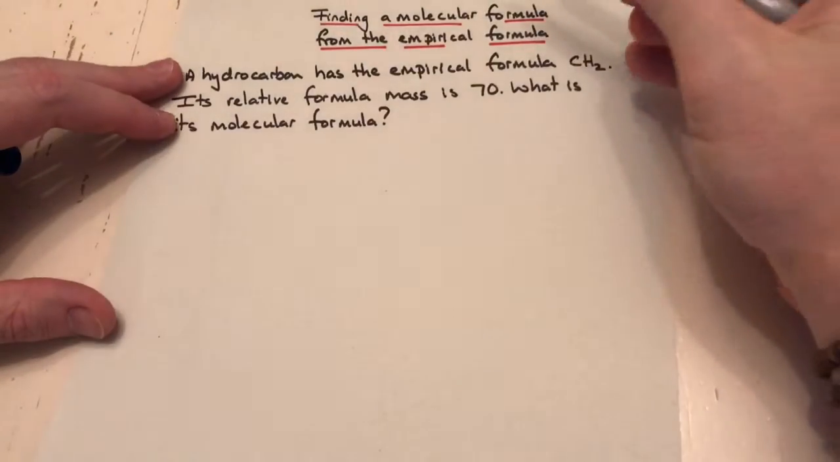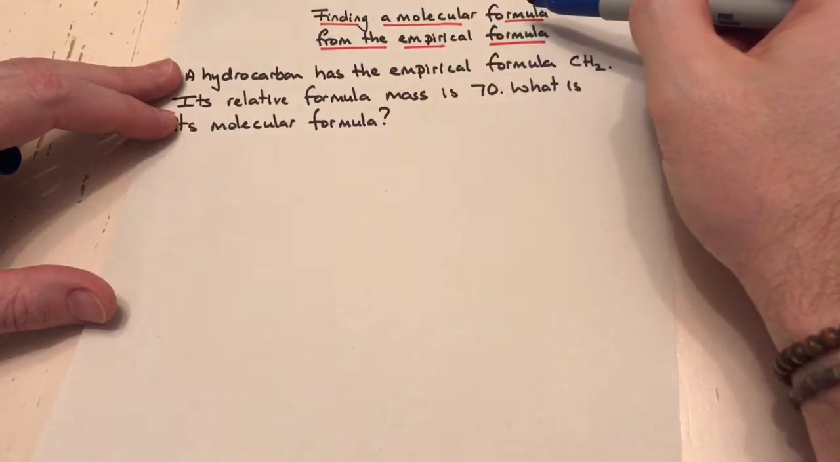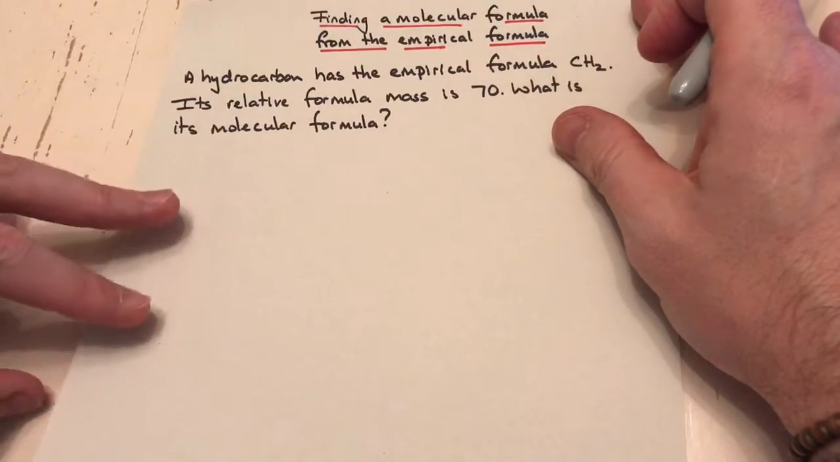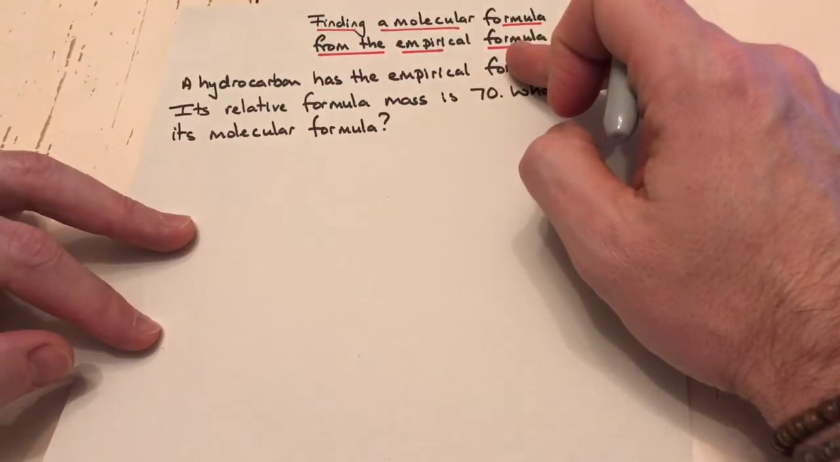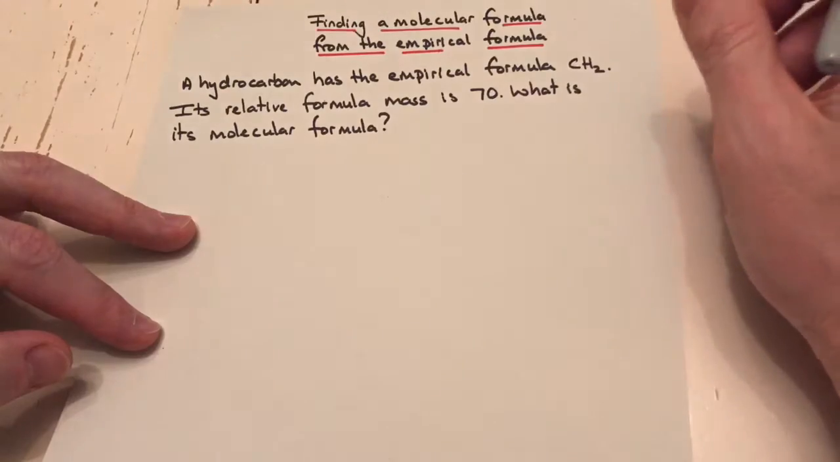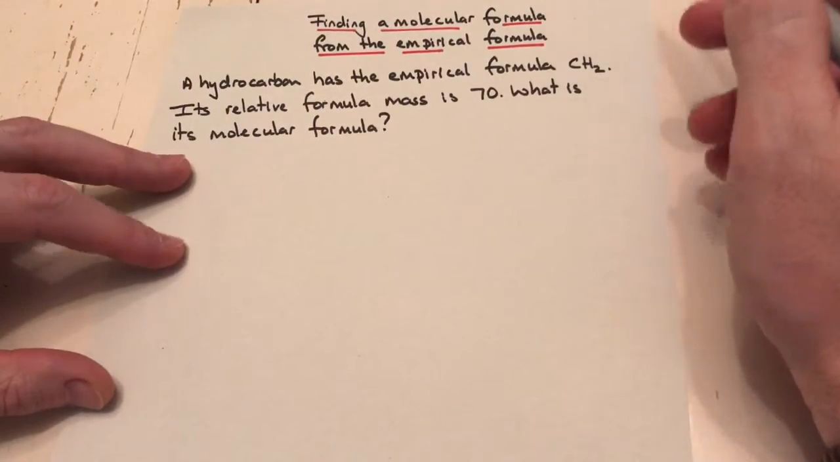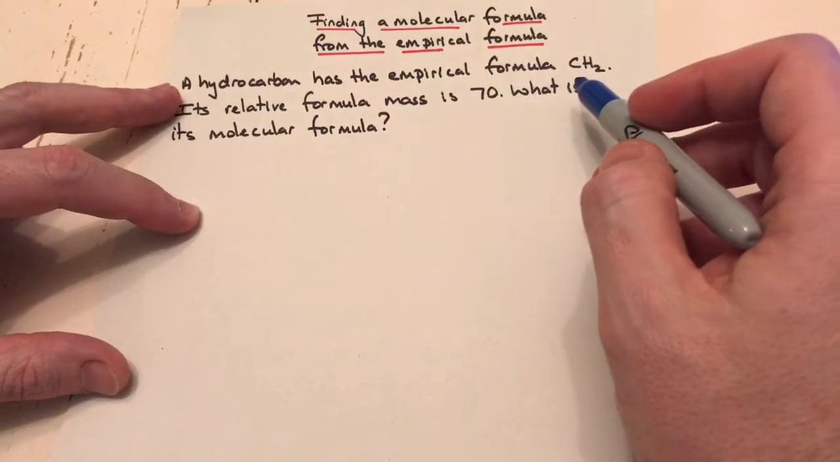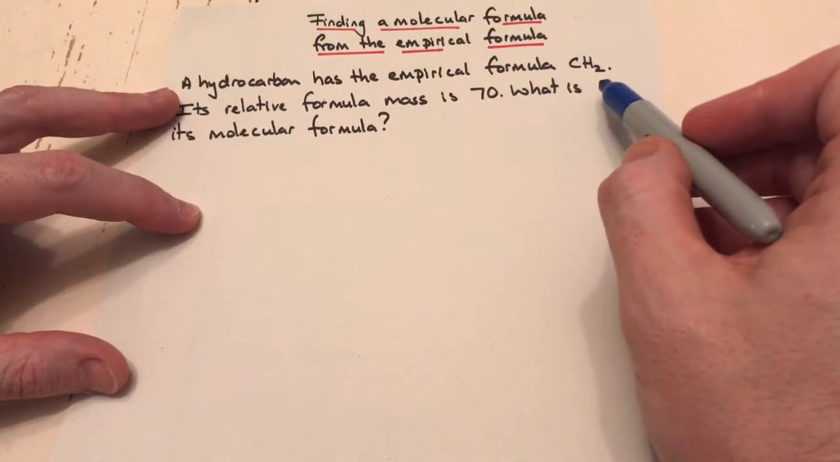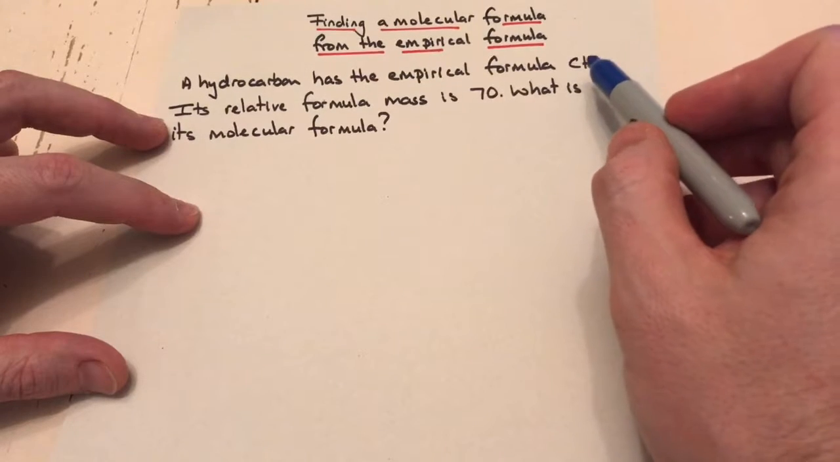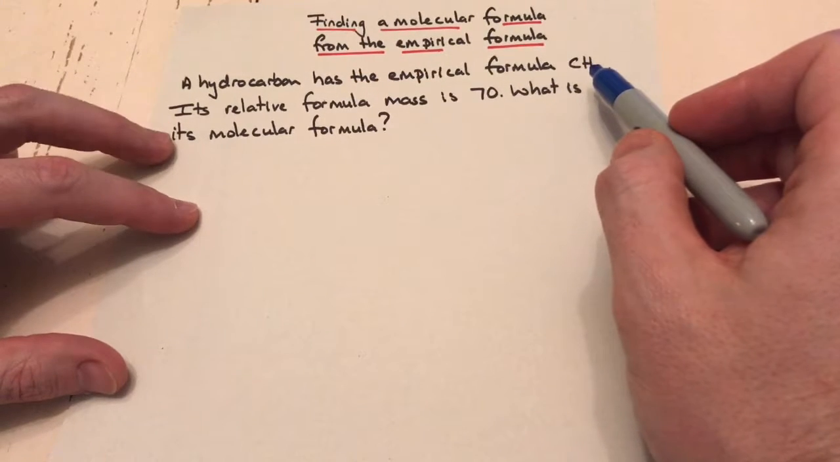This question is asking us to find out the molecular formula if we know the empirical formula already. So we will either be told the empirical formula or we will calculate the empirical formula using the method shown in the other videos. In this example, you can see the question is telling us that the hydrocarbon has the empirical formula CH2. And from that, it wants us to calculate the molecular formula.